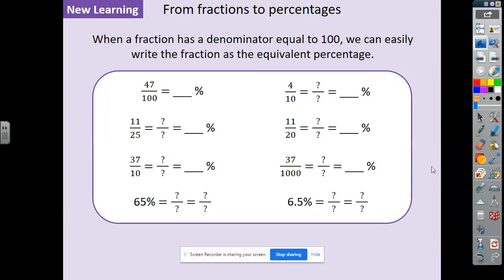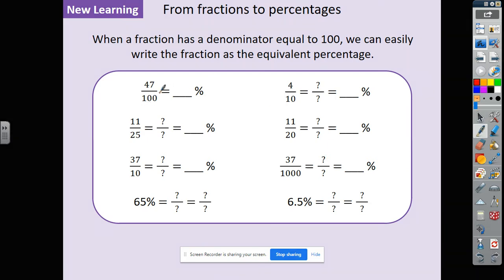We're going to have a look at converting fractions to percentages in this session. Now, we're going to have a look at this first one here. It's 47 over 100. This is the easiest one to convert because it's already got the denominator of 100 here. Now, remember in earlier videos we said with percent, it's out of 100. That's what the percent means. So that must then mean it's 47%.